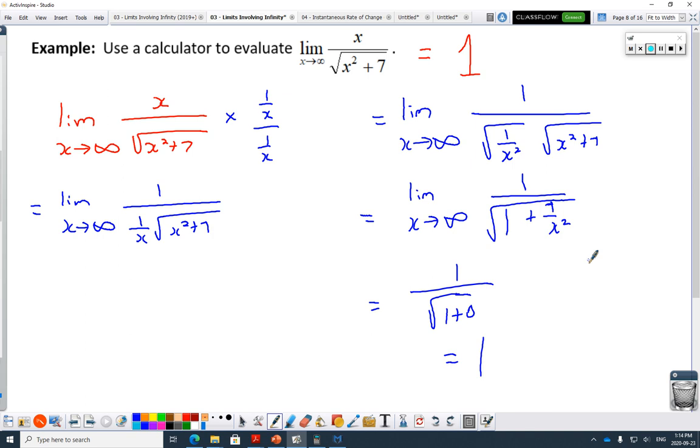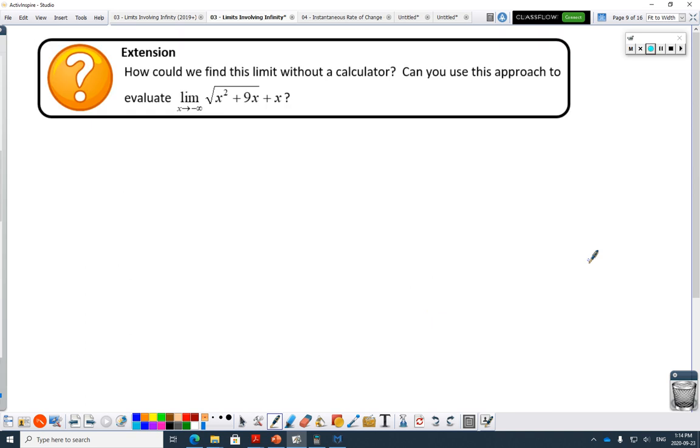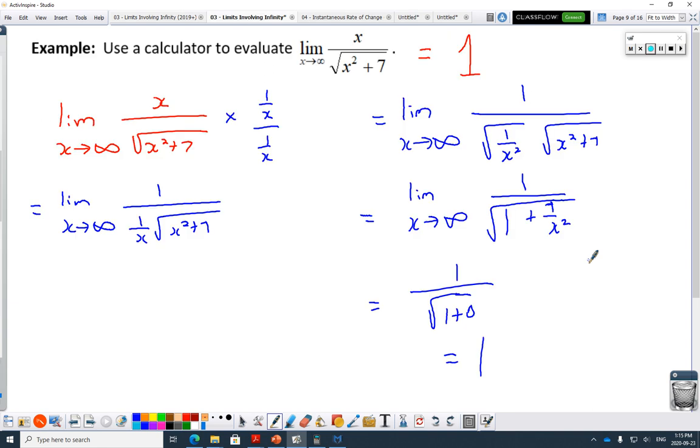More questions? How could we find this limit without a calculator? Oh, I did that. I went back, right? See above.